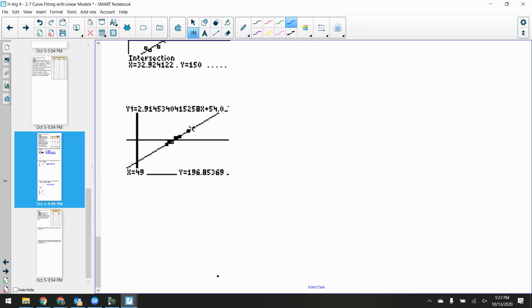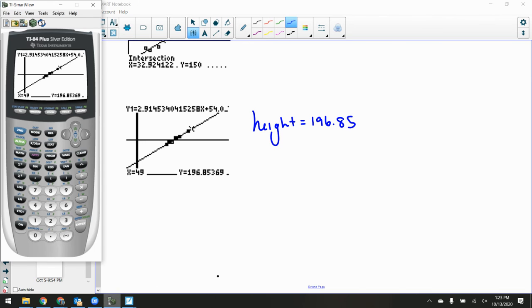So when the femur length is 49, the height is 196.85 centimeters. So 1.96 meters. So that would be 1.96 times 3. I mean, it's not too bad. 5.8 feet. Not even 6 foot yet.